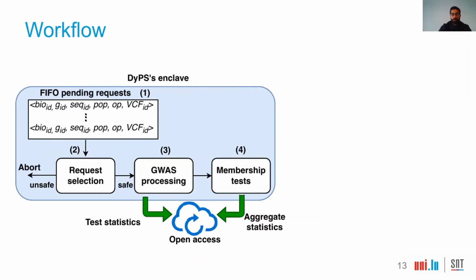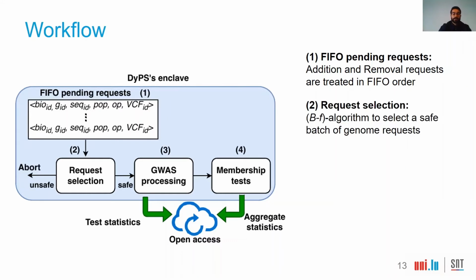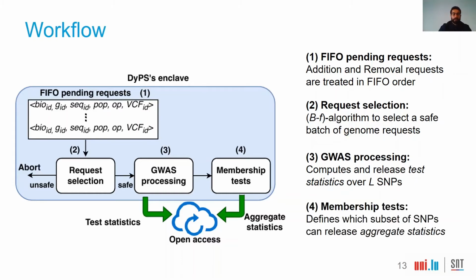Now let's see the workflow of our approach. We have two FIFO queues, one for additions and another for removals, and the genome operations are treated in FIFO order. Next, we run our request selection mechanism to find a safe batch of genome operations that will be used to compute the GWAS. In the third step, we process the test statistics over the SNPs of the study using the genomes selected in the previous step. Finally, in the fourth step, we run the membership test to find which subset of SNPs can also release aggregate statistics.